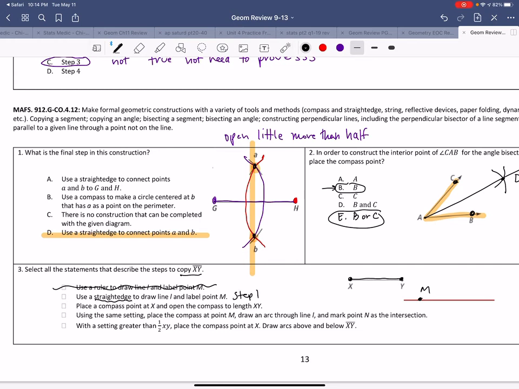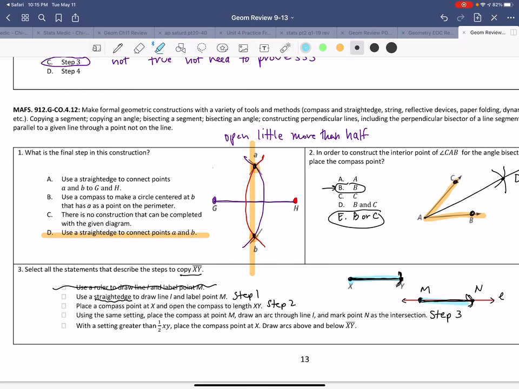Then it says, place the compass at X and open it the length. So we use the compass as a measuring device and open it. Yep, I'm going to do that. I think that's step 2. And then in the same setting, place the compass at M and draw an arc that same length. So you see how you're copying this length over here to there. So I like that. And draw an arc through line L. This is our line L. So I like that. And mark it as point N. Yep, so that sounds like my step 3. Then I've done it, right? This segment got copied here.